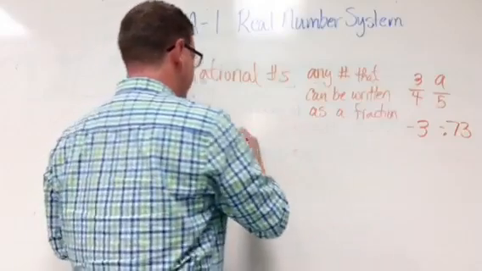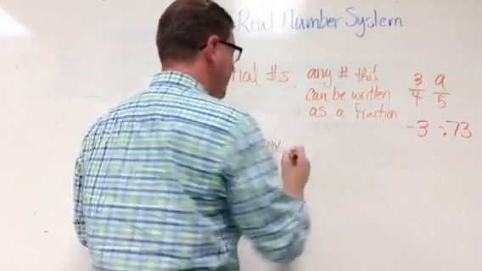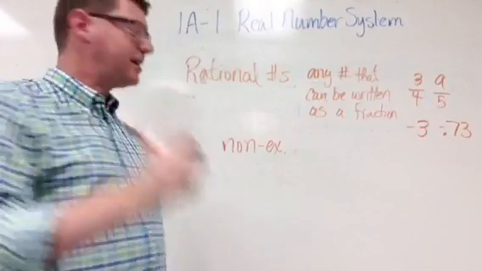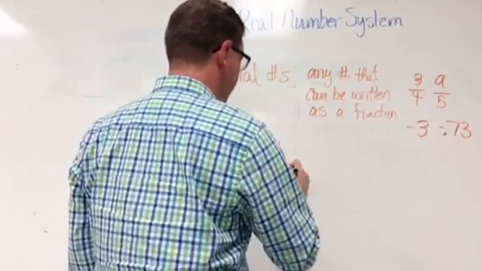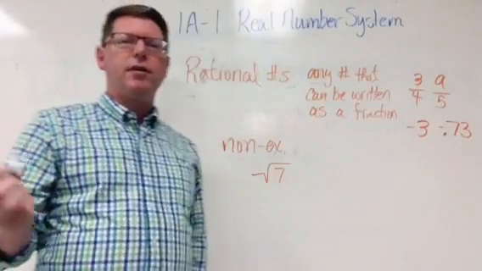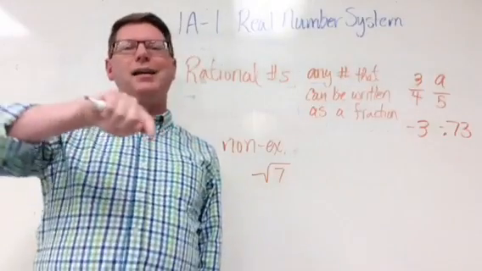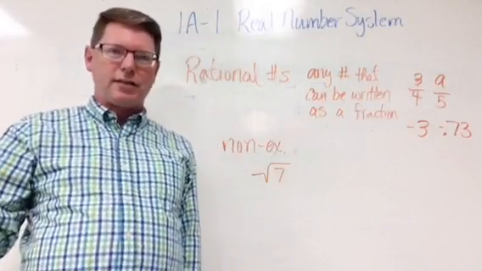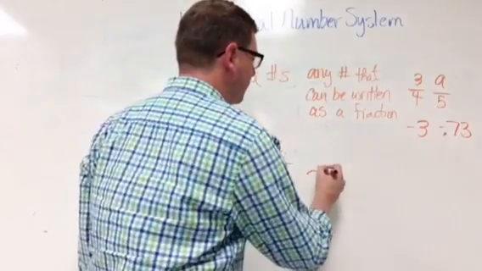Now some non-examples. Non-examples of rational numbers, things that are not rational numbers. Well, I said that whole thing about the square root of 7. We'll look at that on the calculator later on, but when I do the square root of 7, it never stops. The decimal keeps going and going and going, and you can't write that as a fraction. Another one is that one.